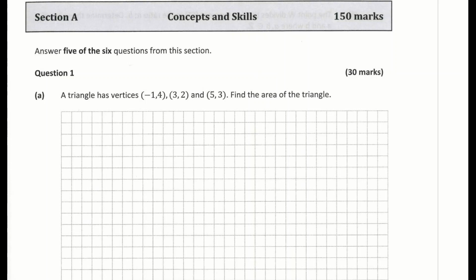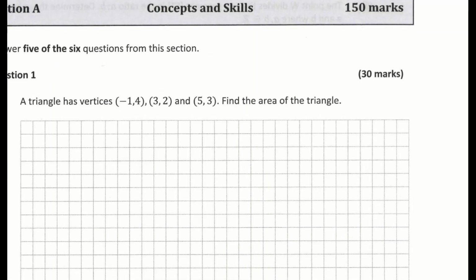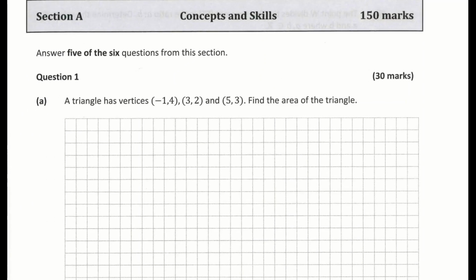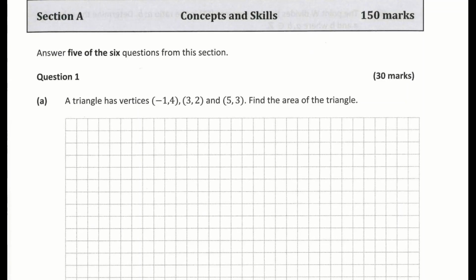So question 1 here is asking us to find the area of a triangle given 3 vertices. What you're doing here is using your formula from your log tables for the area of a triangle when you're given the corners or the vertices of a triangle. Your formula in your log tables is area is equal to half times (x1 times y2 minus x2 times y1). So that's the formula from our log tables.